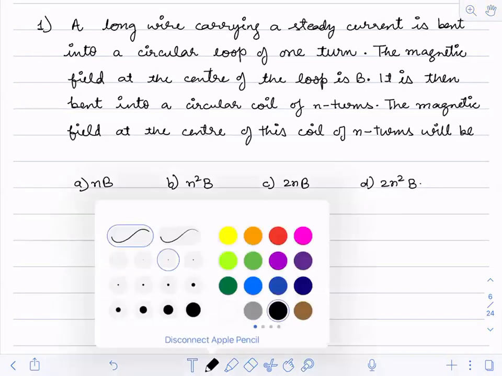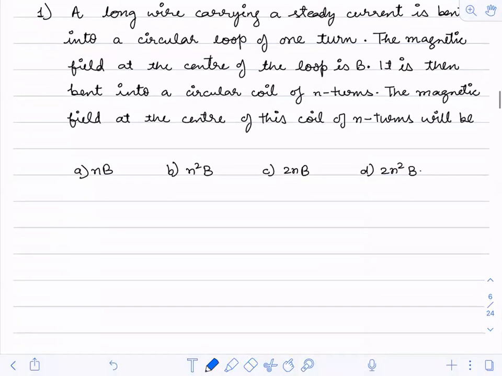Yes. Anyone who has solved this? Initially, we had a long wire like this. This wire is bent into one loop. Then we have converted this into so many loops.